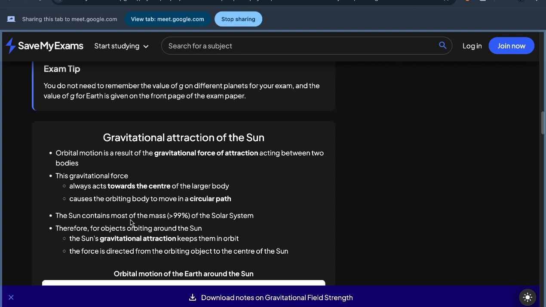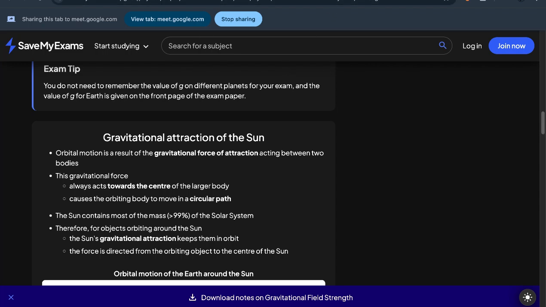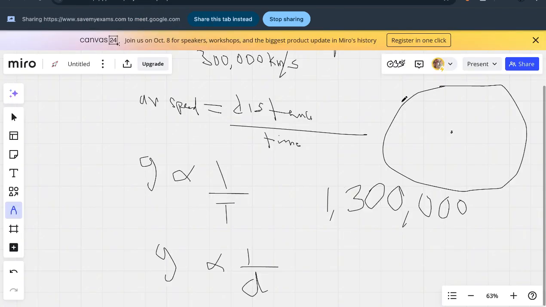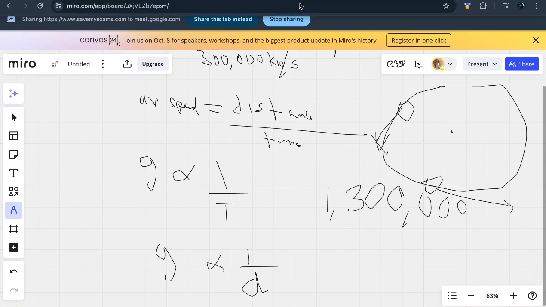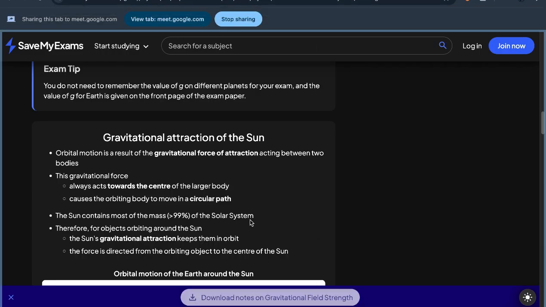And also, it causes the orbiting object to move in a circular path. If this is the planet, the object will be moving in a circular direction. At every point, it will be following the orbit and moving in a circular direction. Okay, now let's move on.